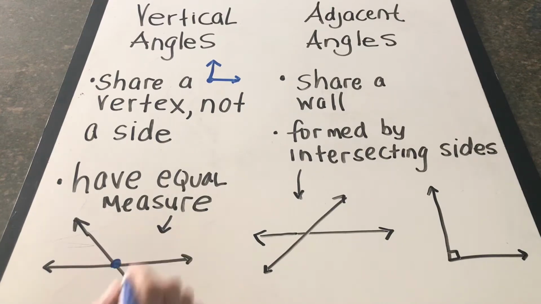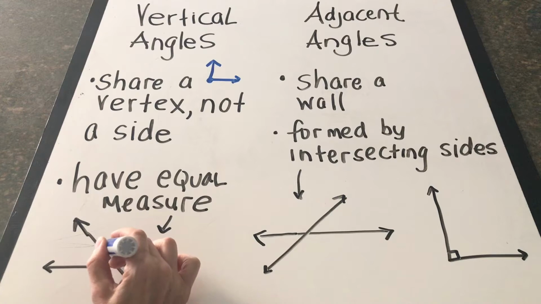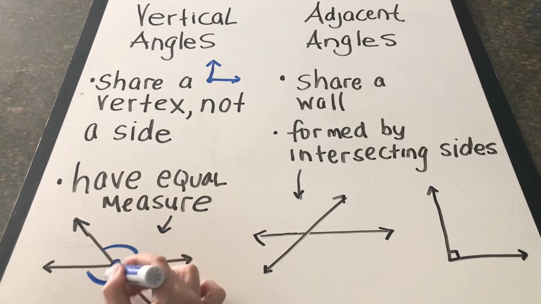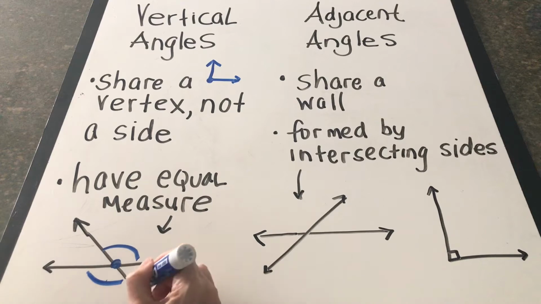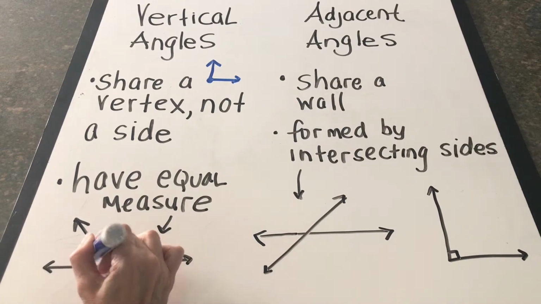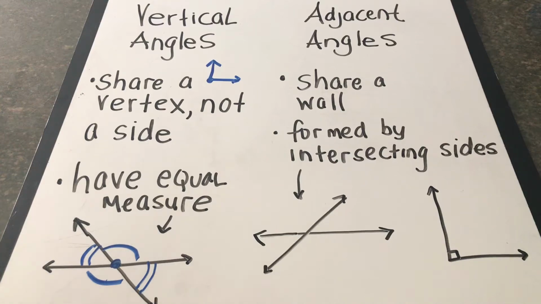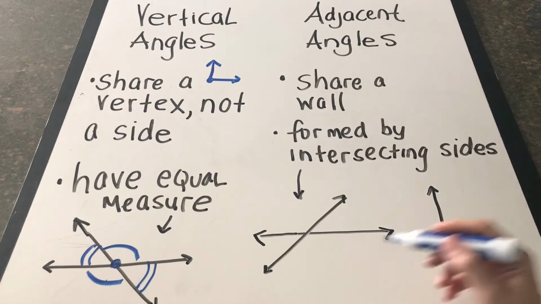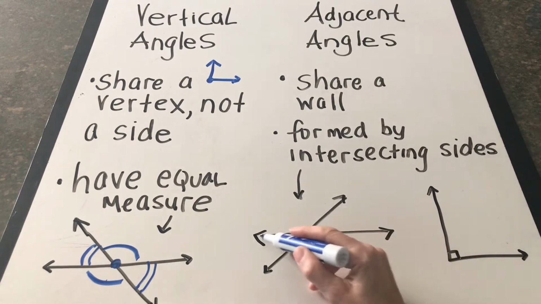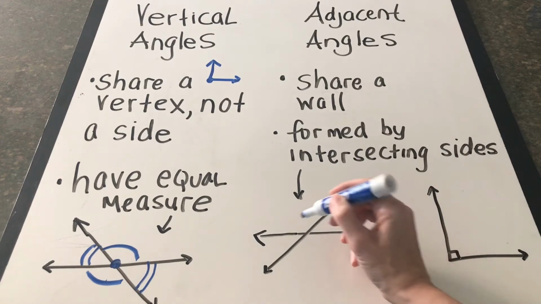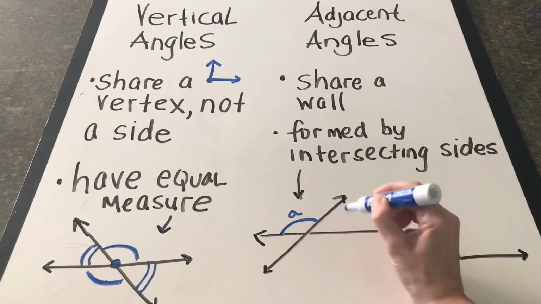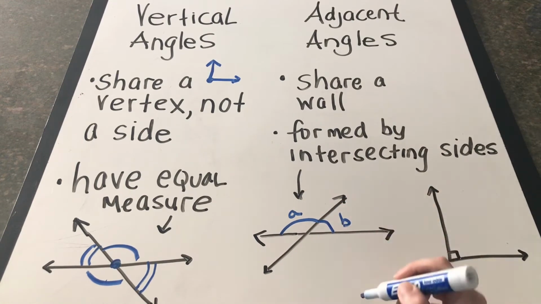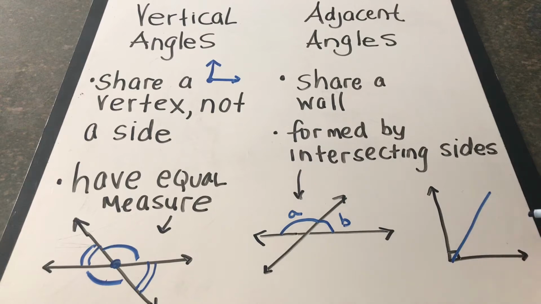So right here is the vertex, and anything opposite, like this angle and this angle, would be equal in measure. This angle and this angle would also be equal in measure. And with adjacent angles, they share a wall, and they're formed by intersecting sides. So these are intersecting right here, and this angle, angle A, would be adjacent to angle B. And if we had angles that were adjacent here, again, angle C would be adjacent to angle D.